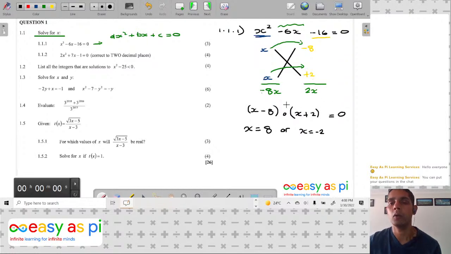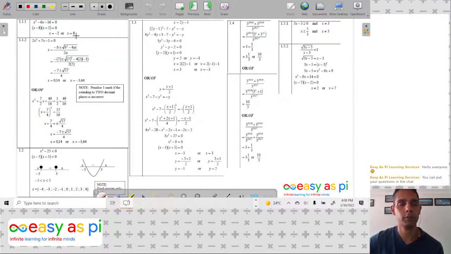Because remember, when I multiply anything by 0, I get 0. So either this can be 0 or that can be 0. And these are my final answers in this case, right? x equals 8 or x equals negative 2. You can see how they've done it.